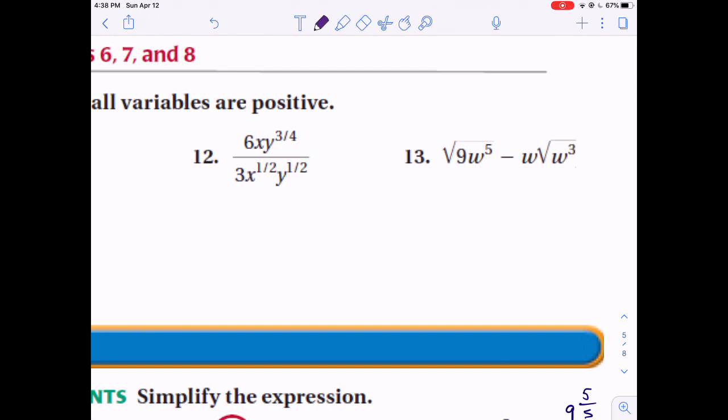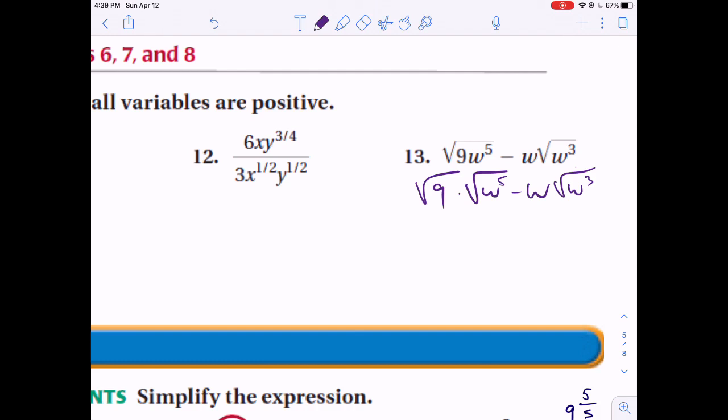So let's break this down. We have a square root of 9 and a square root of w to the 5th. I want to split that square root between the 9 and the w. I have two bases here, so I'm going to split that. So square root of 9, you should know what that is right away, times the square root of w to the 5th. Now I'm going to do something with that in a moment, and you'll see how we can simplify that. Then I have minus a w, and I have the square root of w to the 3rd, so I'll leave that as it is for now, because I want to do things together with both these terms.